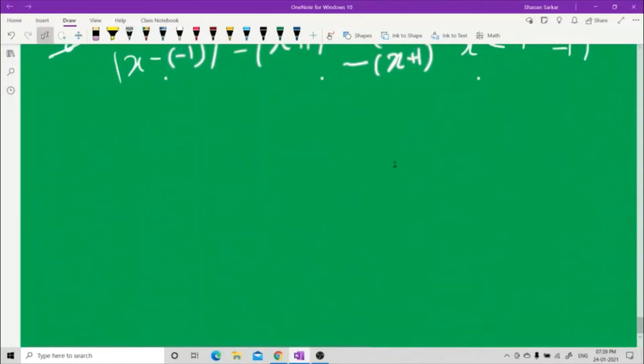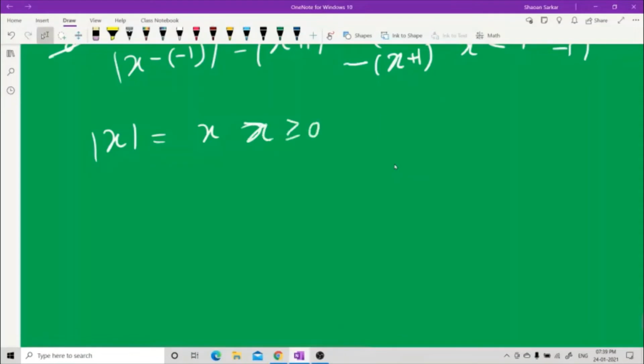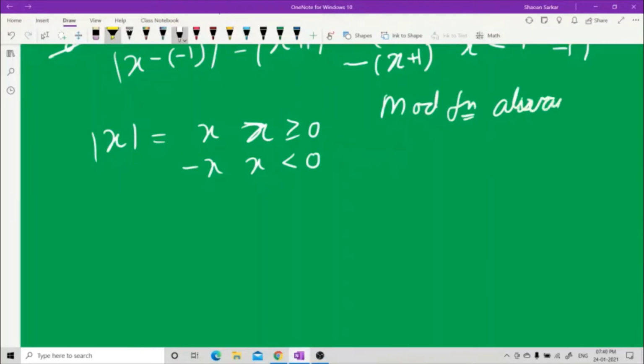Now let's take the first example, that is mod x equal to x for x greater than equal to 0 and minus x for x less than 0. See, mod function always gives positive value. Mod function, let me write in short, not modulus function. Mod function always gives positive value. How?